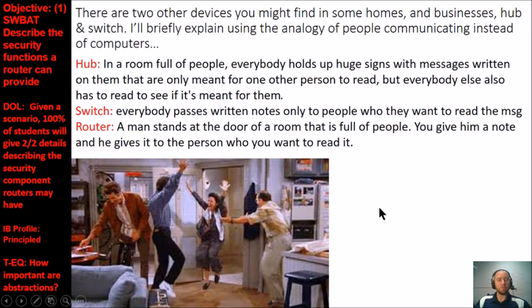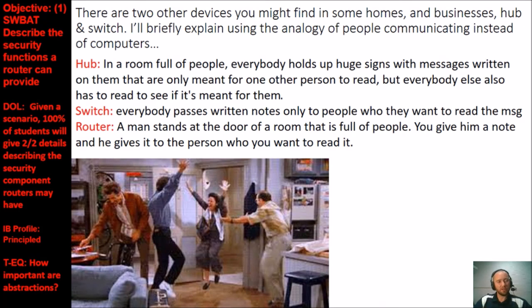So the last piece of information I want to give you before we do the DOL is just that there are other devices that you might get confused with. I doubt you would have these at home, but maybe, you never know. To go over these, I think just using an analogy of how people can communicate maybe at a party would be a good approach. So the hub, or a hub, is like a room full of people where everybody holds up huge signs with messages written on them that are only meant for one person to read. So everybody else has to read each sign to see if it was meant for them. So that's what a hub is.